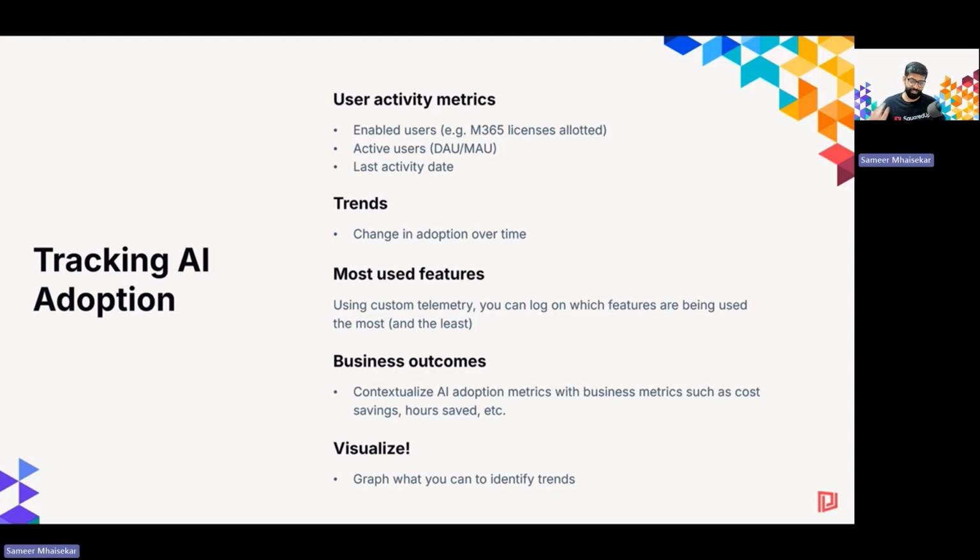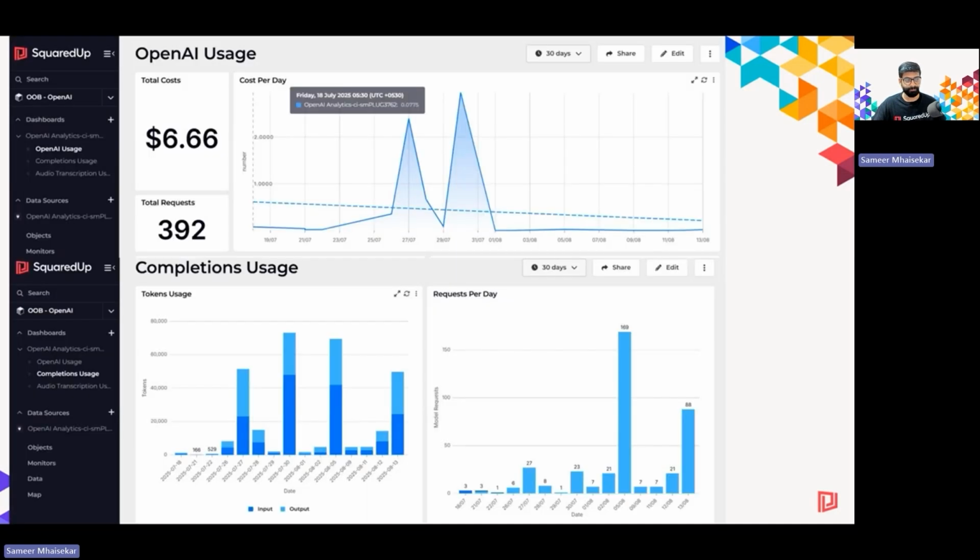And finally, visualization is key, right? Again, by graphing these metrics, we can quickly identify patterns, trends, making it easier to communicate results and to make decisions, right? So it's not only about counting how many users are using AI, but it is also about understanding how, why, and where AI is making a difference.